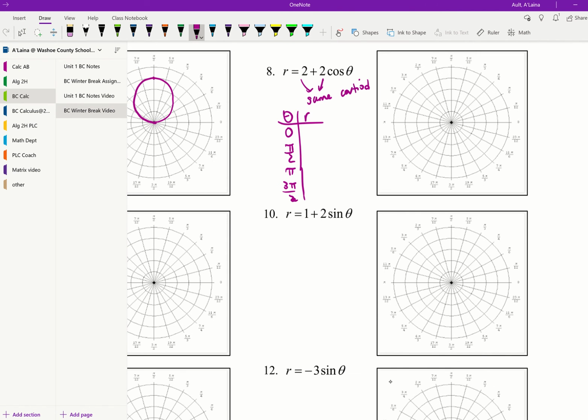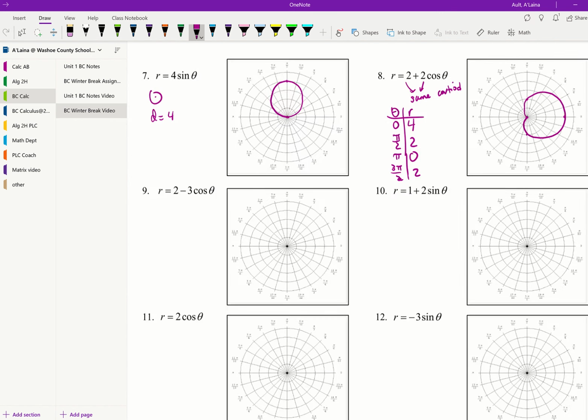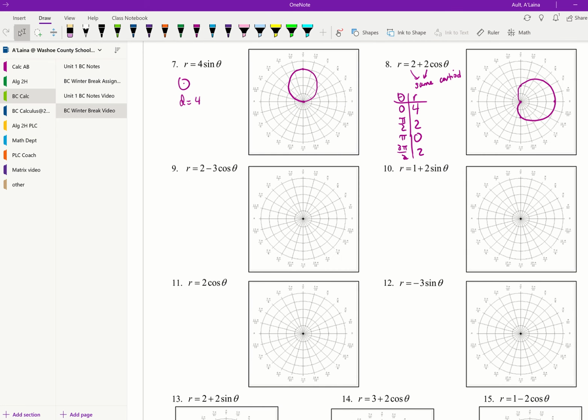So if I plug in a 0, cosine of 0 is 1. That's where it zeroes out because we get a -1 for cosine of pi. So I'll plot my points. 1, 2, 3, 4. 2 in the pi over 2 direction. This is where we have the dip of the heart for the cardioid, and I'll do my best to draw my curve. It should look like a heart. The cardioids always have that dip right at the origin.